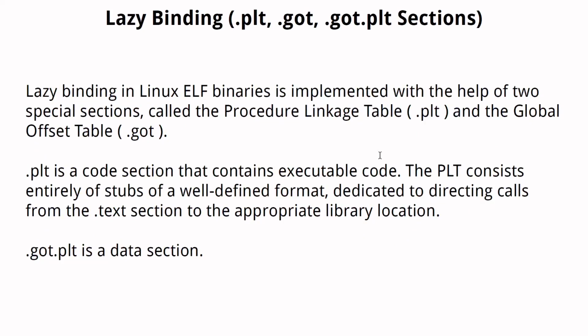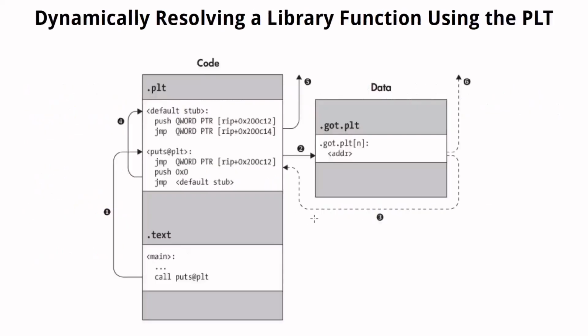And this is achieved with two sections. One is the procedure linkage table, and another one is the global offset table. The PLT section is actually a code section. It contains executable code. It contains stubs of a well-defined format dedicated to direct calls from the text section to library locations.